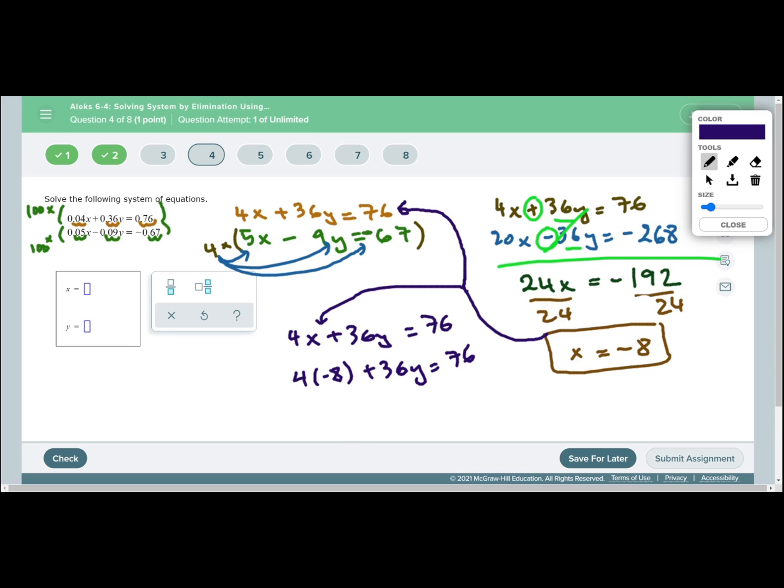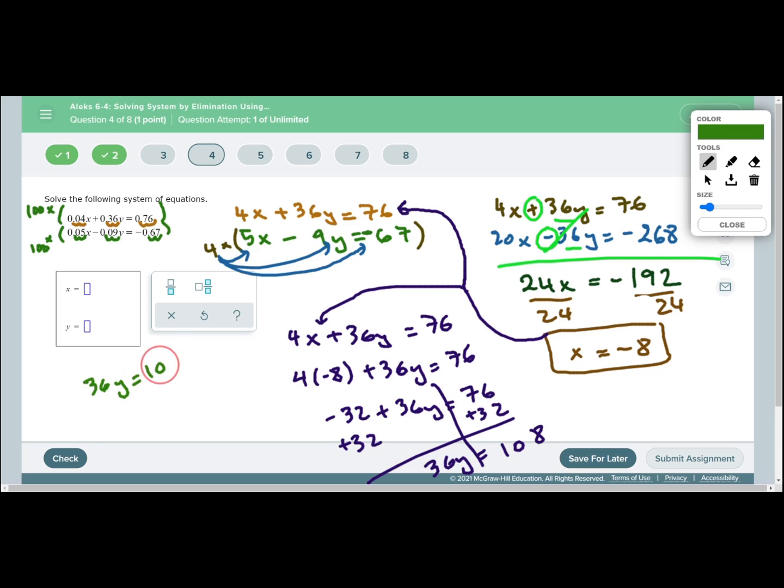And 4 times negative 8, that will get, I don't know. Okay, I can know this by heart. I don't know why I put it in the calculator. Then what you're going to do is add 32 on both sides. So that will give you 36y equal to 108. Ooh, another big moment. We're going to divide 36 on both sides. 108 divided by 36. Yes, 108 divided by 36. All right, the answer is 3.